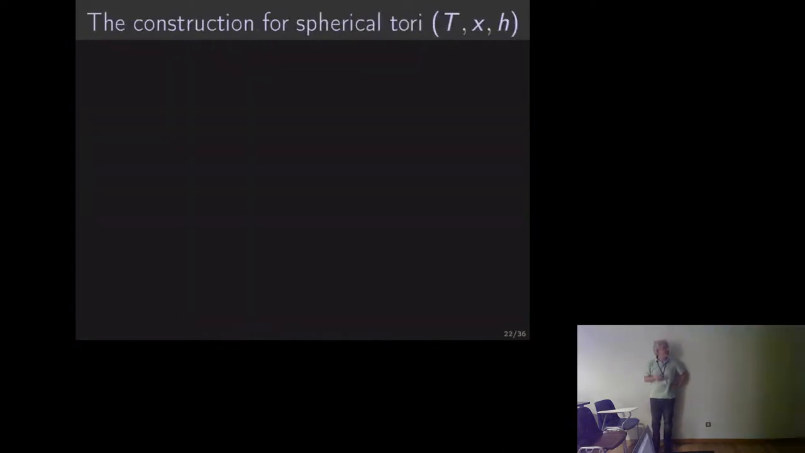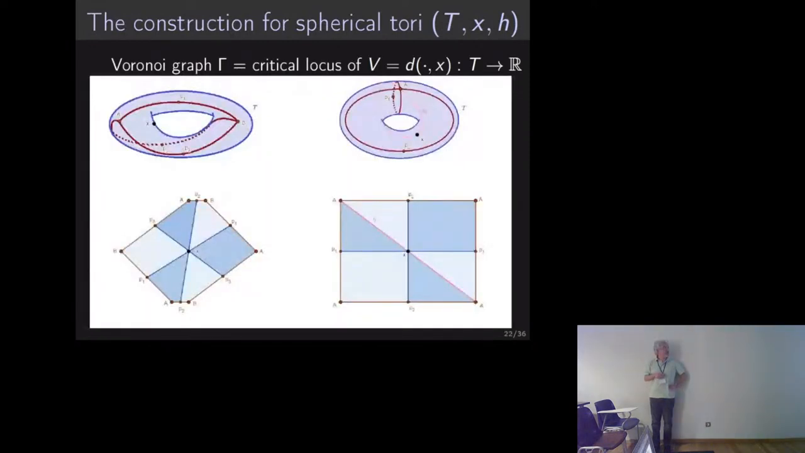In the spherical case, we do exactly the same. So imagine this is a spherical torus with one conical point here. We take the red thing, which is the locus of points which have at least two shortest ways to get to the conical point. And we get, in general, this graph, which has two vertices of balance 3. And if we cut along the red graph, we get a picture like this one.